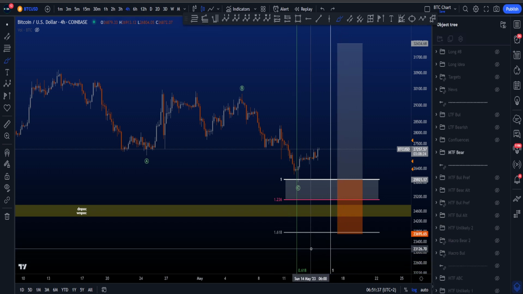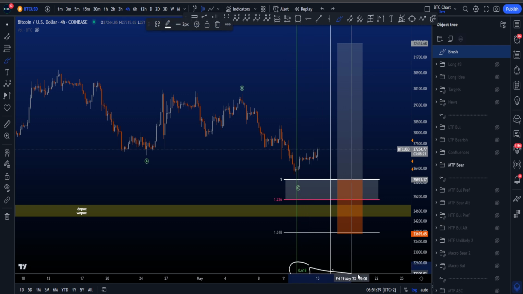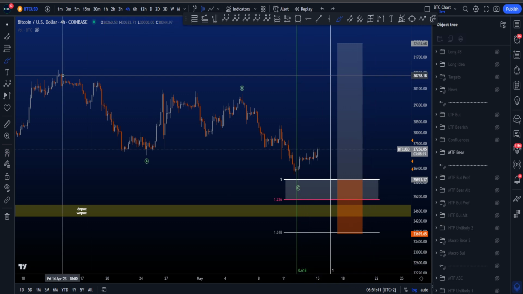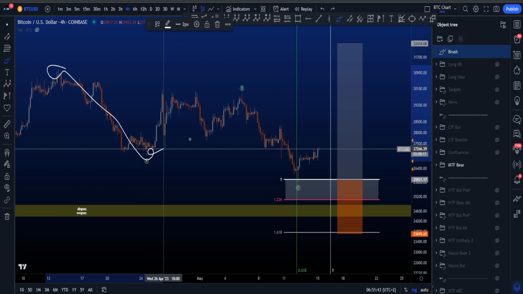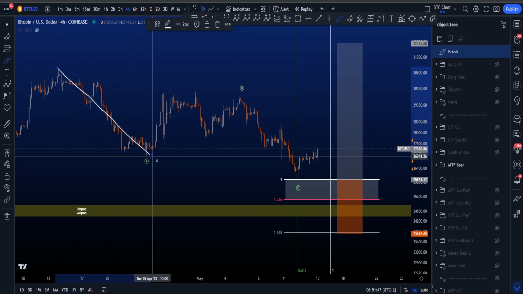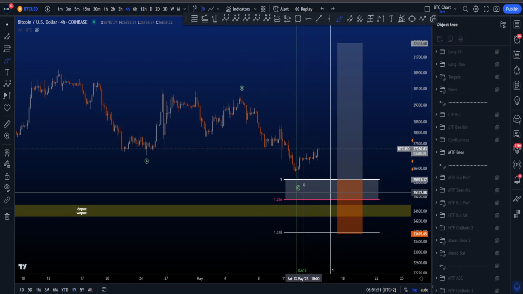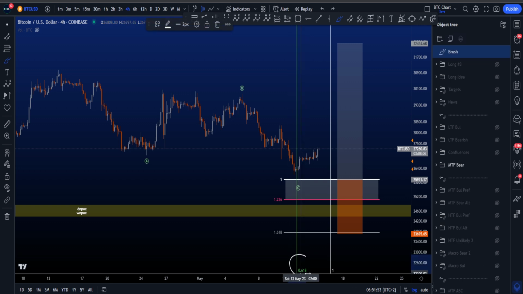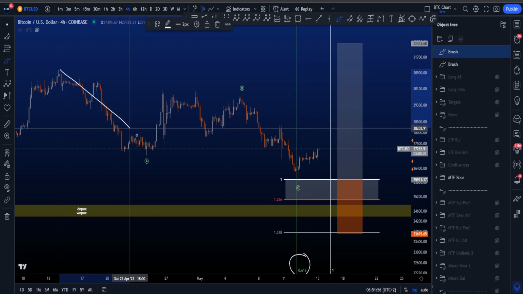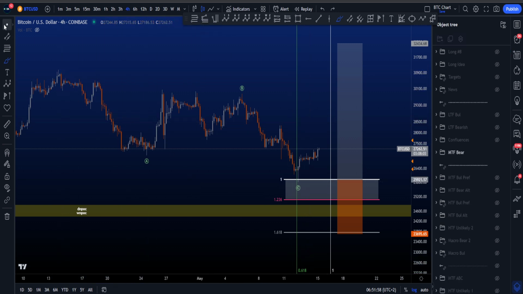And I like to see a wave C end between the 0.618 and the 1.618 fib time taken from the high of A to the low of A to the high of wave B, which basically means that in time you are comparing the time it took to develop wave A with the time it takes to develop wave C. And this wave C ended about 61% of the time it took to develop wave A, which is absolutely fine. So that's actually very nice.